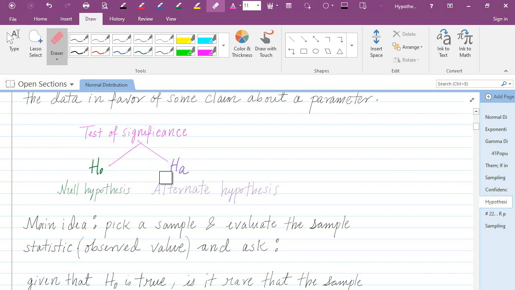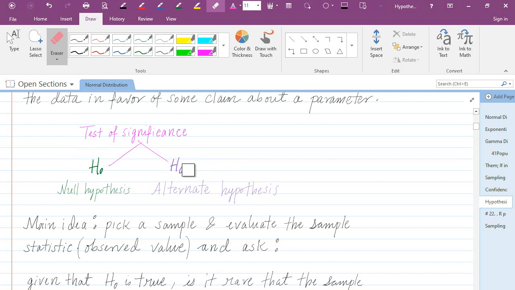Another example could be looking at the effectiveness of a vaccine, like the COVID-19 vaccine, and let's say that the claim is that the effectiveness of the vaccine is 95%. Then the null hypothesis is that the effectiveness is 95%, and the alternative hypothesis would be that no, the effectiveness is not 95%; it's less than that.